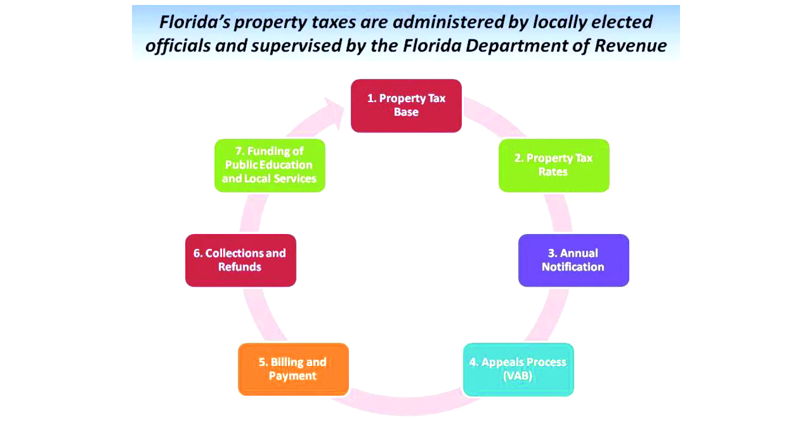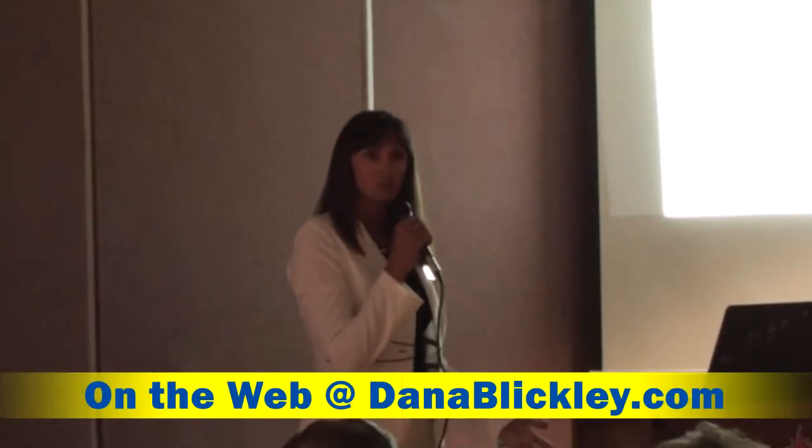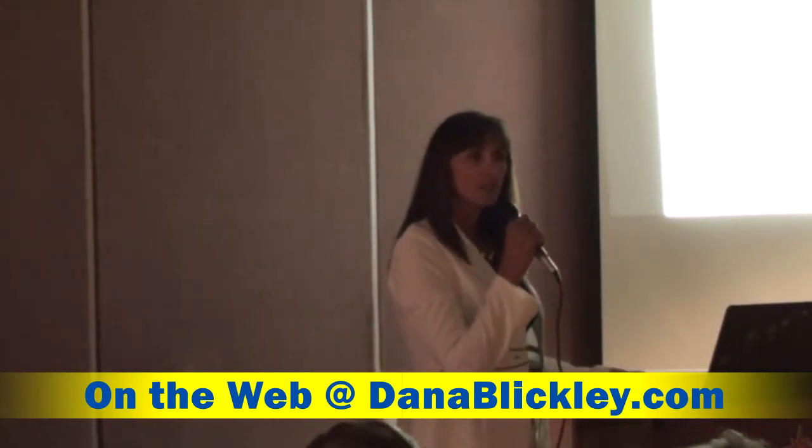The first is establishing the property tax base, done by the property appraiser, property tax rates, which are set by elected officials, independent special districts, dependent special districts, water districts, those folks that take money out of our pockets. Annual notification in the form of a trim notice. The next part is the appeals process. I don't know if any of you have been through that process.